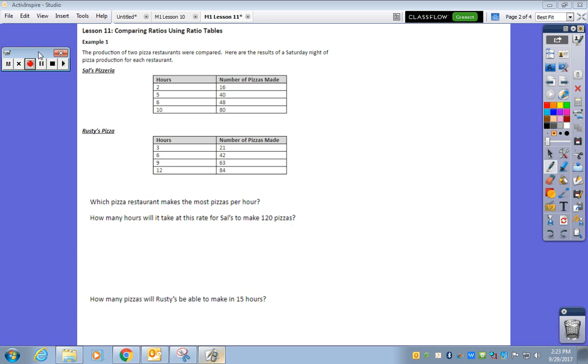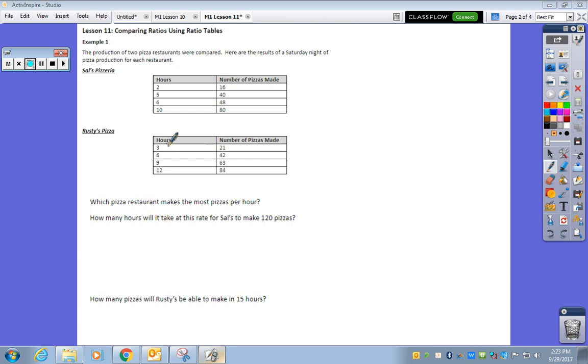Here are the results of a Saturday night of pizza production for each restaurant. So we'll see here we have Sal's Pizzeria, and in the table we have hours it took, and then number of pizzas made. We also have Rusty's Pizza. The table is set up the same exact way. If you notice, in Sal's Pizzeria, the hours are counting 2, 5, 6, 10, so they're not consistent. It kind of jumps around, so just be careful with that.